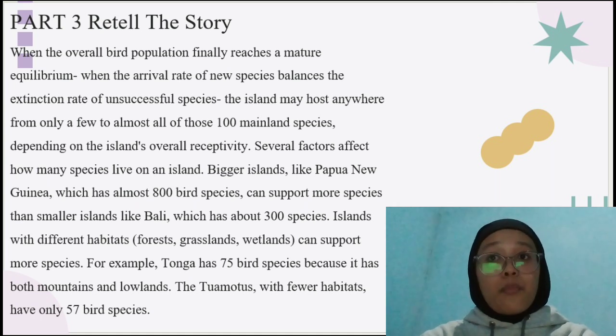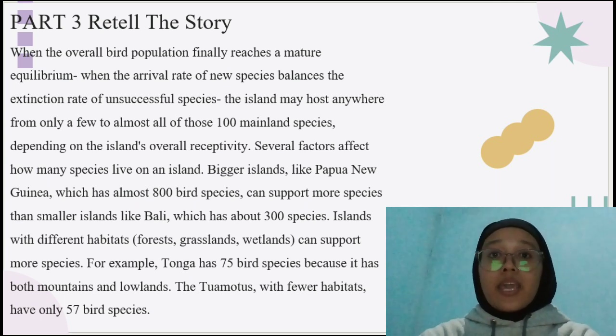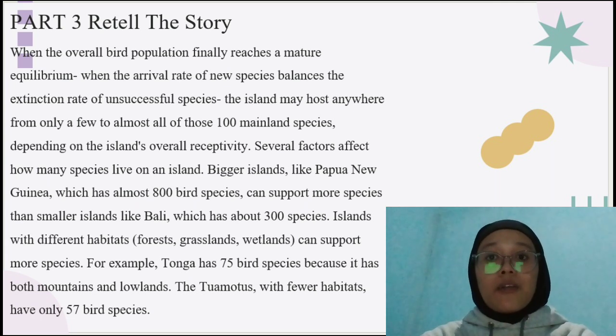Bigger islands like Papua New Guinea, which has almost 800 bird species, can support more species than smaller islands like Bali, which has about 300 species. Islands with different habitats, such as forests, grasslands, and wetlands, can support more species. For example, Tonga has 75 bird species because it has both mountains and lowlands.